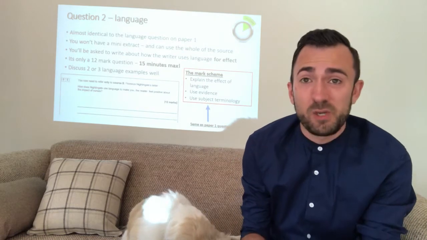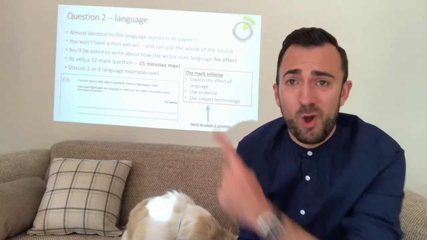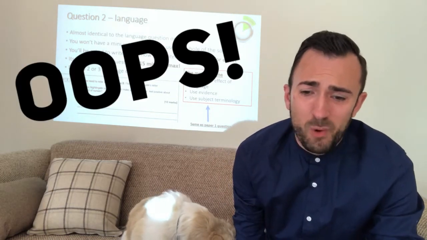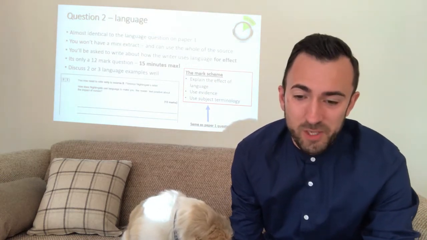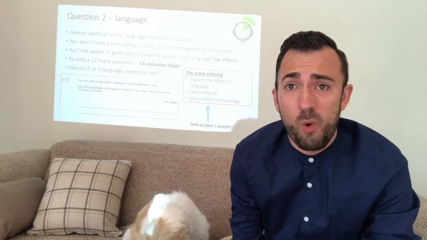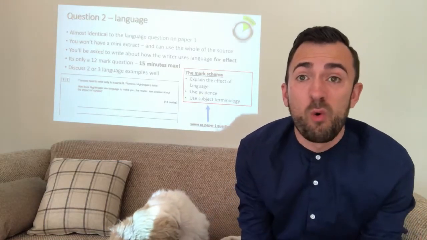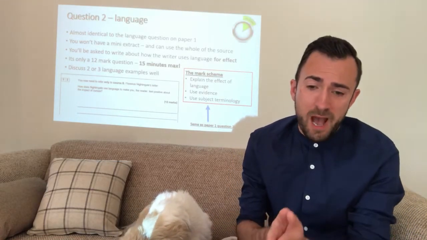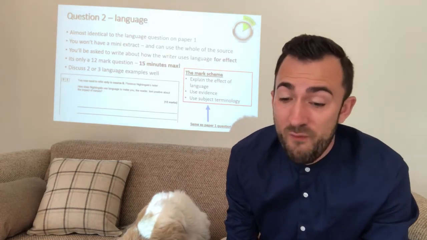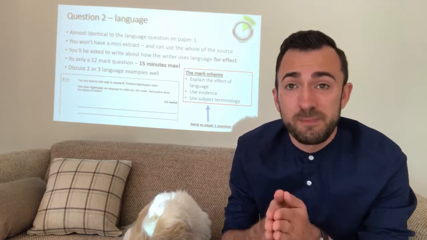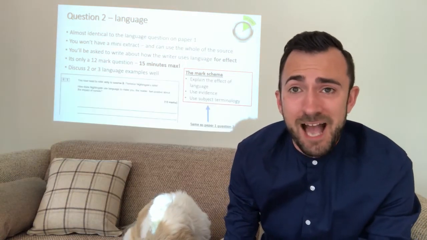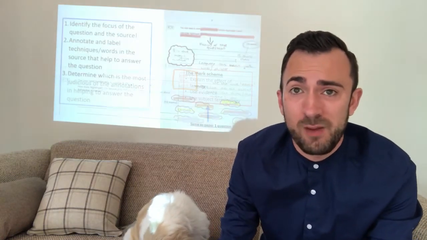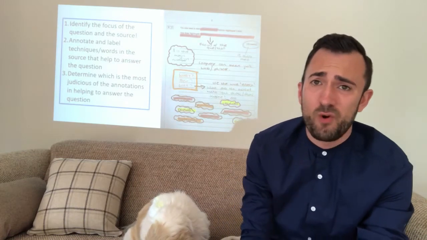The best way to use the video is to use the resources alongside. So, the language question then, it's question 3, not 2, as the PowerPoint might say. All you need to do is identify language techniques that help you to answer the question. You won't have mini extracts like you did in paper 1. You'll be asked to refer to the whole of one of the two sources. You'll be asked to write about how the writer uses language for effect. It's a 12-mark question. We're going to spend no more than 15 minutes answering this question. The mark scheme is exactly the same as on paper 1's language question and should be a really straightforward question.